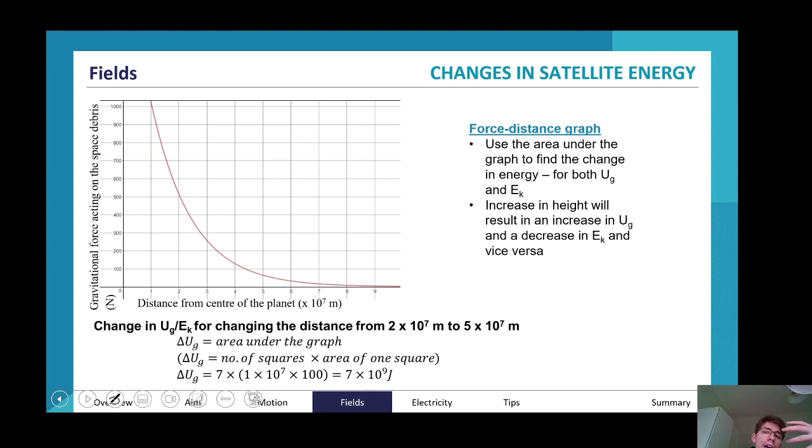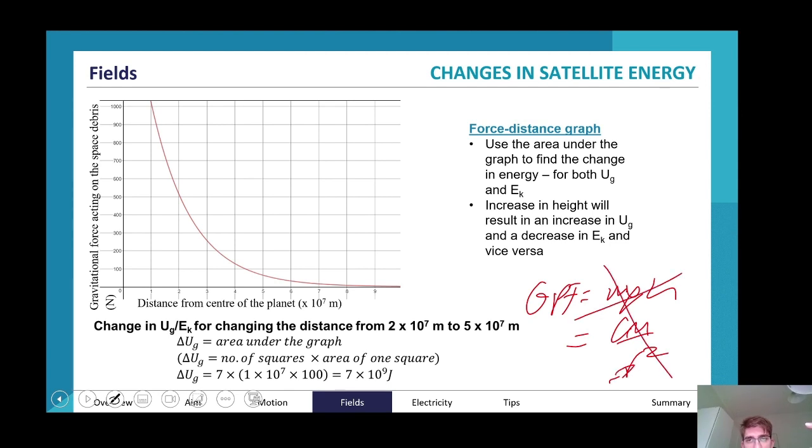Now, because we have a new formula for gravitational potential energy, right? Because we said gravitational potential energy is mgh, but g is now GM on r squared, because it's a function of distance, you can't use this formula anymore, right? You don't need to know why you can't use it anymore. I'm explaining it for those of you who are mathematically minded. But you can't use it anymore.